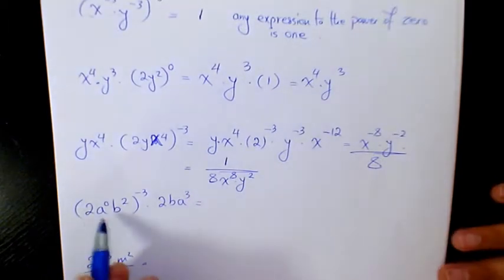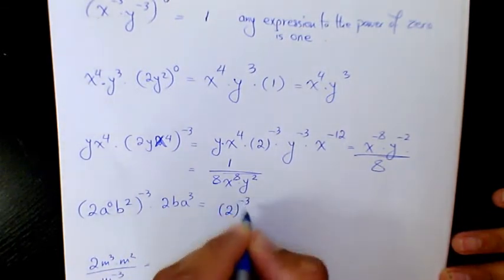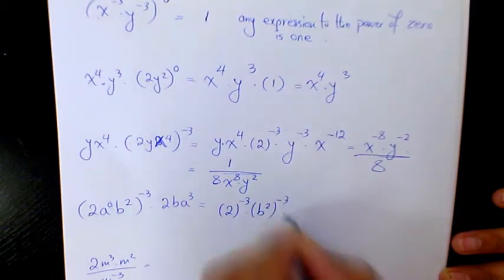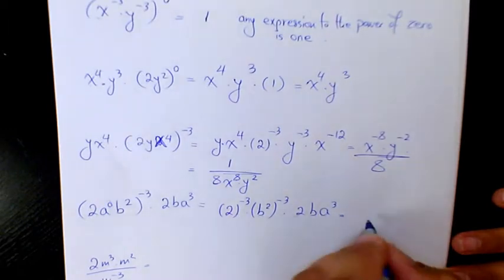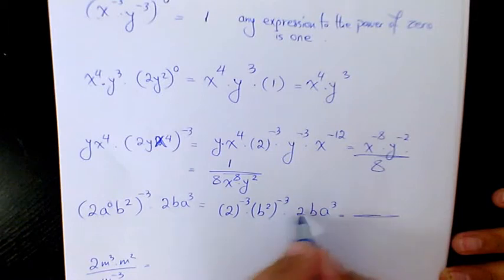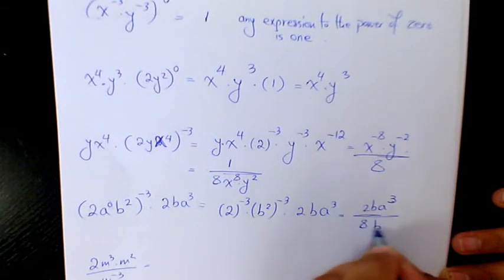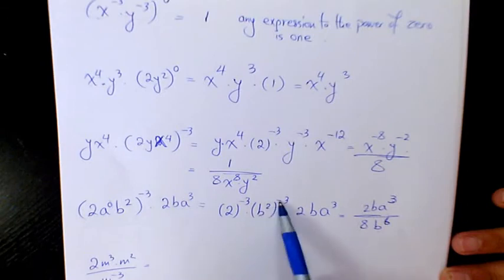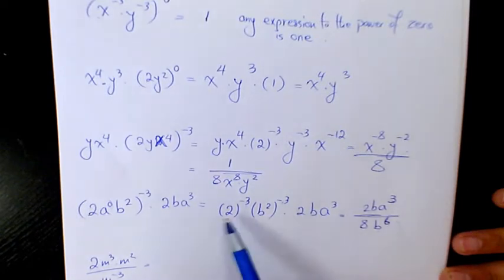Next one. 2 times a to the power of 0. So this part is going to be just 1. So 2b squared to the power of negative 3. So it's going to be 2 to the power of negative 3 times b squared to the power of negative 3 times 2ba cubed. So we have 2ba cubed divided by 8b to the power of 6. I wrote it here b to the power of 6 because b is going to be b to the power of 2 times negative 3, which is negative 6. And if I move it to the denominator, it's going to be positive. Same thing with the 8. It's 1 over 8, so we write it like that.